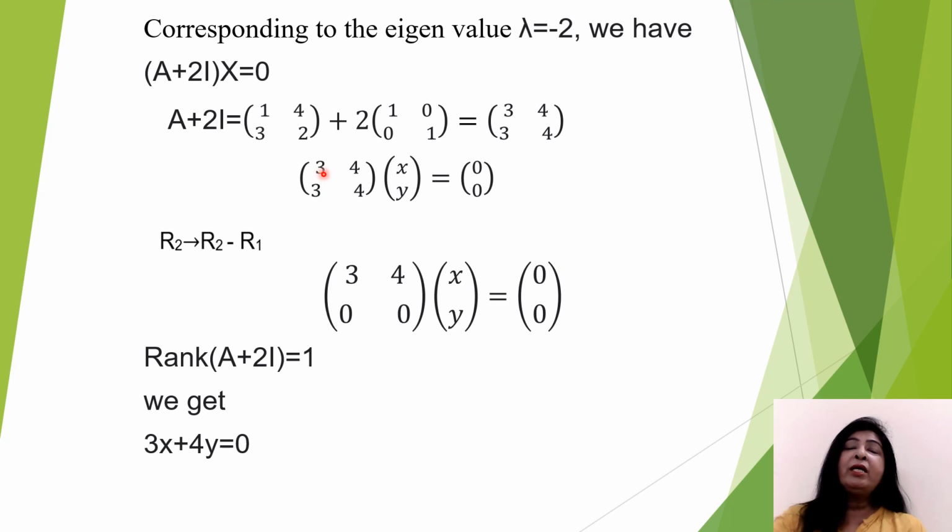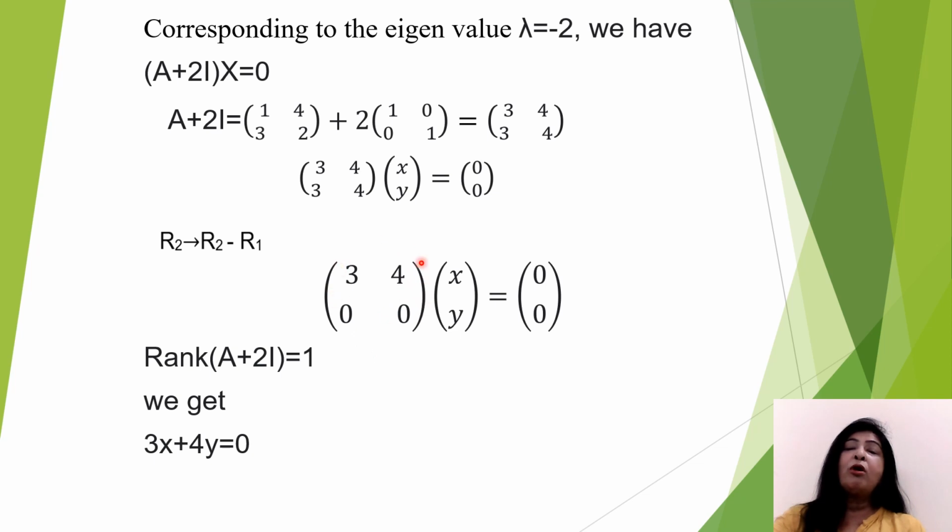So you are getting 3 4 3 4, x y, 0 0. Now I apply the operation R2 → R2 minus 2R1. So entries of the first row, multiplied by 2, get subtracted from the entries of the second row. What you are getting is 3 4 0 0, x y, 0 0. So you can see that the rank of A plus 2I is 1.